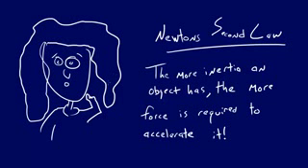Welcome to your 11th physics lecture, and in this lecture I want to talk to you guys about Newton's second law. So here we have Newton over here, and he's looking more and more dumb each time. But his second law says something like this: the more inertia an object has, the more force is required to accelerate it. So what the heck does that mean?